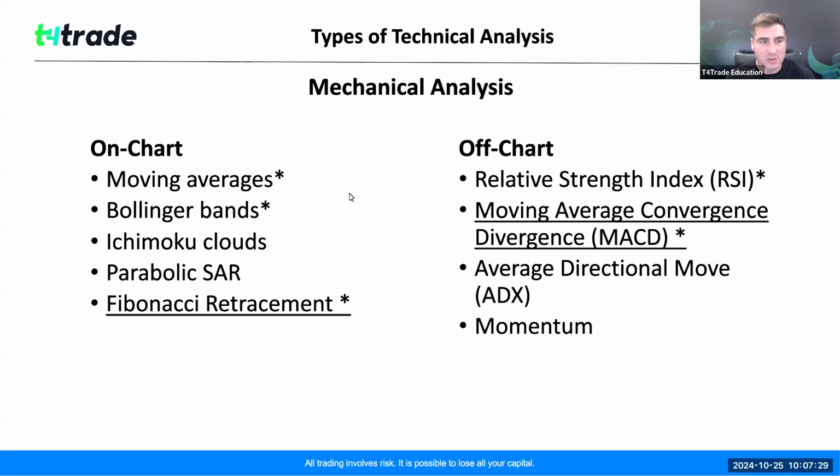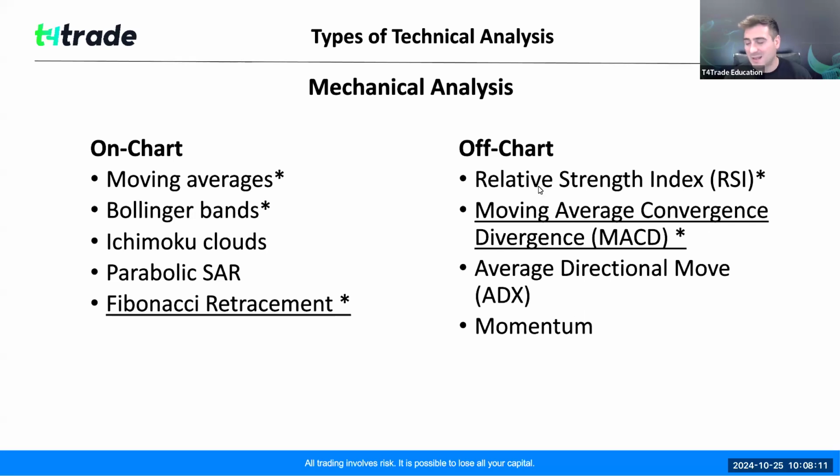So on chart, we have moving averages, Bollinger Bands, Ichimoku clouds, parabolic SAR, Fibonacci retracement tools, and all that kind of other stuff. These are not limited to, by the way. These are just mere examples of technical indicators that you could use on your charts. Off-chart indicators, in this category, we have the relative strength index and oscillators in general. Moving average convergence divergence is unbound. RSI is bound between the levels of 0 and 100. ADX is another one. Momentum is another one. All three, excluding the RSI, are unbound oscillators and indicators.